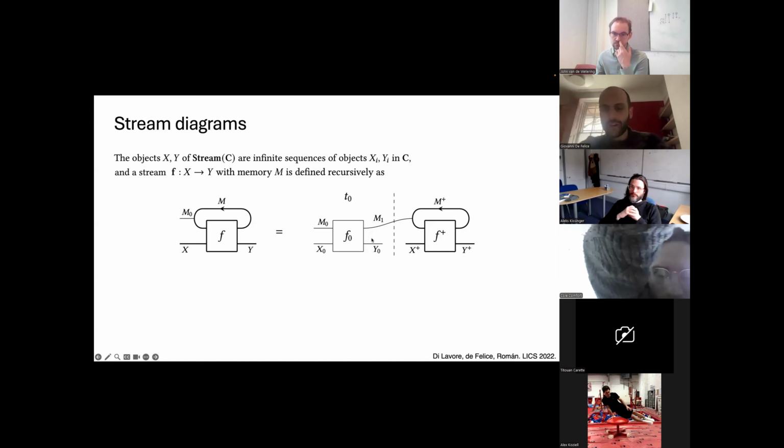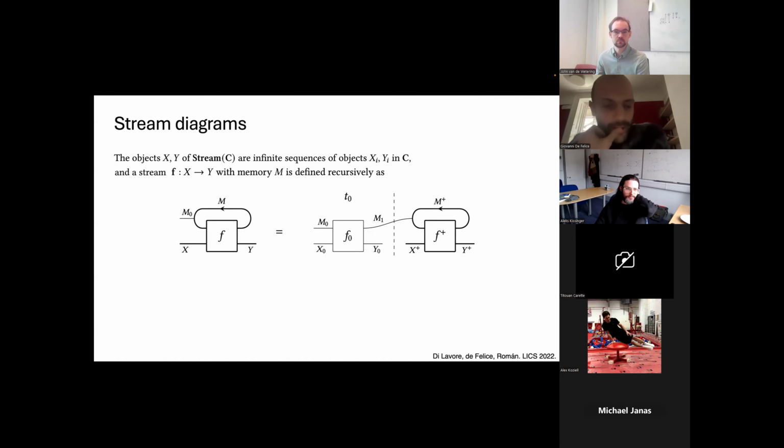So this is enough to define it. Why? Because it's a recursive definition, right? I'm defining a stream from X to Y to be something at time step 0 and then a stream for the future. If you keep unrolling in this way, the stream in the future will be defined by something at time step 0, which now is time step 1, and I keep unrolling. So this gives a recursive definition of a stream process. And the special thing about this process is that it has a memory that can feed from one time step to the next.